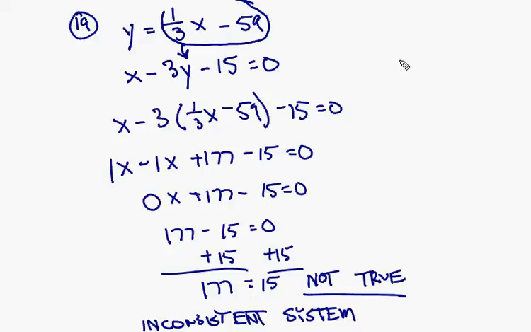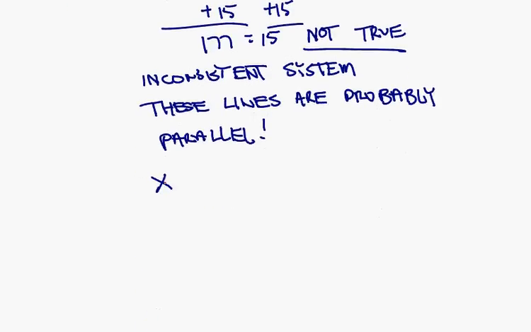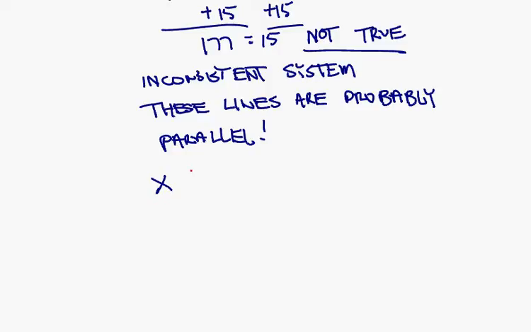So let's look at this a little further. We know in the first equation that my slope is 1/3 x. If I were to go ahead and rewrite the second equation, let's write the second equation. I have x minus 3y minus 15 equals 0. So if I add 15 to both sides, now I have 1x minus 3y equals 15.